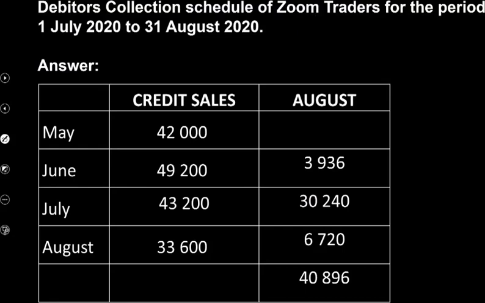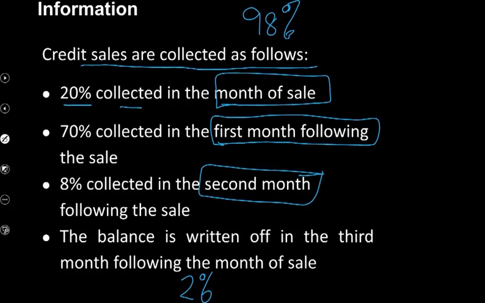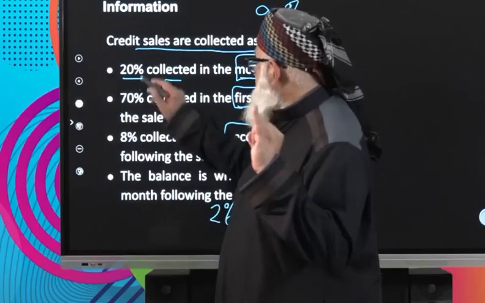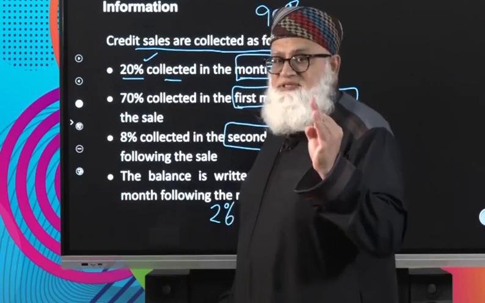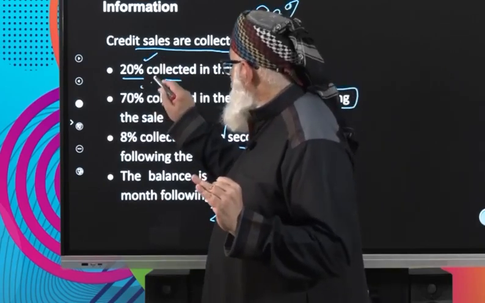Let's look at May first. This is the month of May, right? What do we know? 20% will pay us in May, right, as per our agreement. 70% will pay us in June, right?